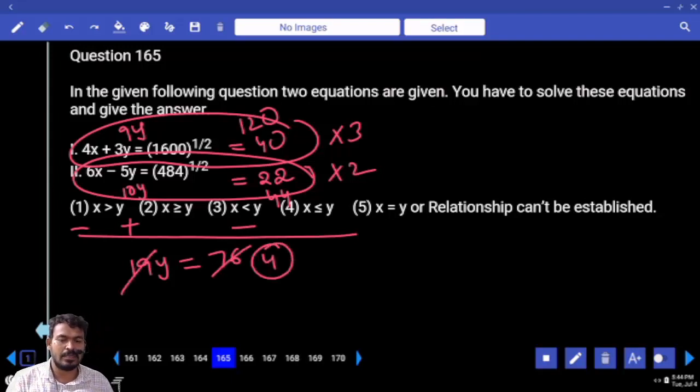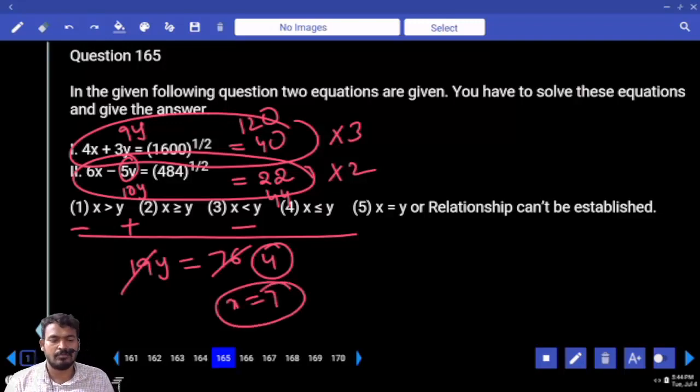Substitute the y value in either the first equation or the second equation. Substitute the y value in the second equation. 5 into 4 is how much? 20. Minus 20 becomes plus 20. 22 plus 20 is 42. That is equal to 6x. X equals 7. X value 7, y value 4. What is the answer? X is greater than y.